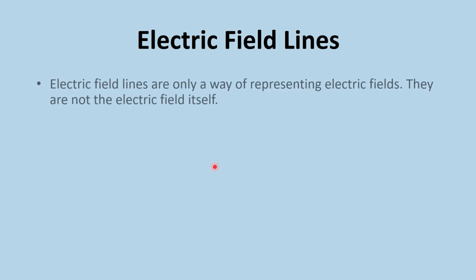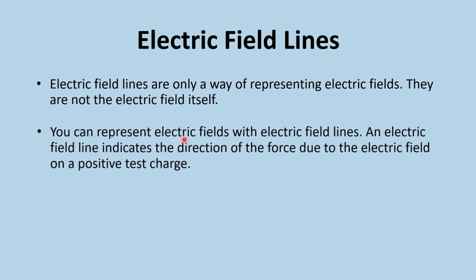Electric field lines. Electric field lines are only a way of representing electric field, which means that they are imaginary lines and they are not the electric field itself. We only use them to represent the electric field. You can represent electric fields with electric field lines. An electric field line indicates the direction of the force due to the electric field on a positive test charge.